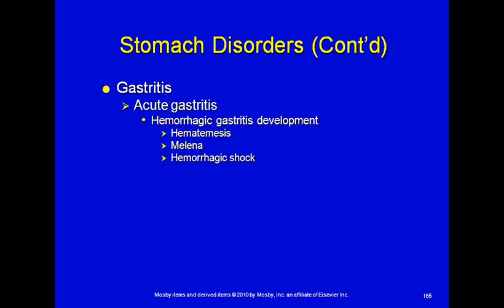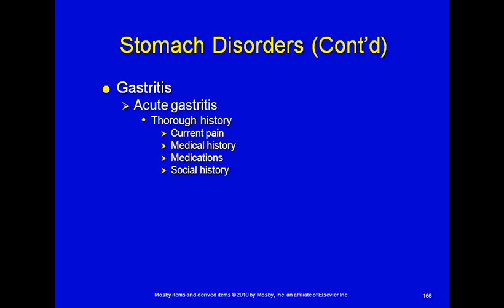It may not be a sudden hemorrhagic shock with lots of blood loss, but chronic blood loss over time certainly can lead to hemorrhagic shock as well. You're going to get most of the information about whether or not this is gastritis or some other problem by the history. So get a really good thorough history, your SAMPLE, your OPQRST. Ask questions about the current pain, their medical history, their medications, their social history. Social history refers to, certainly their alcohol consumption, their smoking, things that they might do in a social environment.